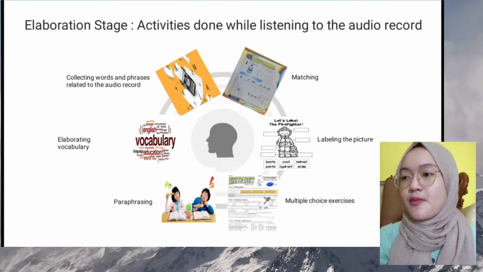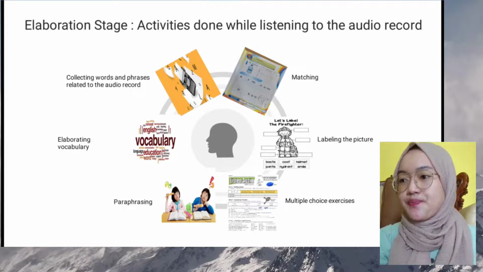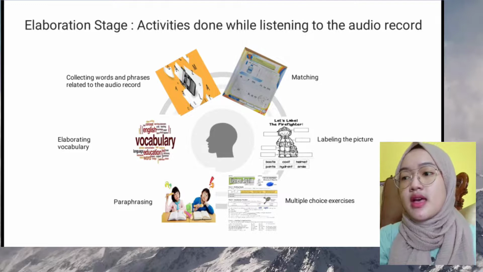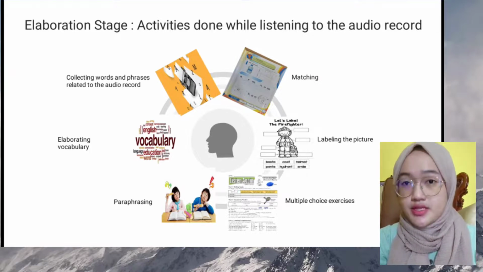The next is multiple choice exercises. Teacher can provide the multiple choice quiz based on the audio record. Students not only choose the correct answer but also give reason to their answer.